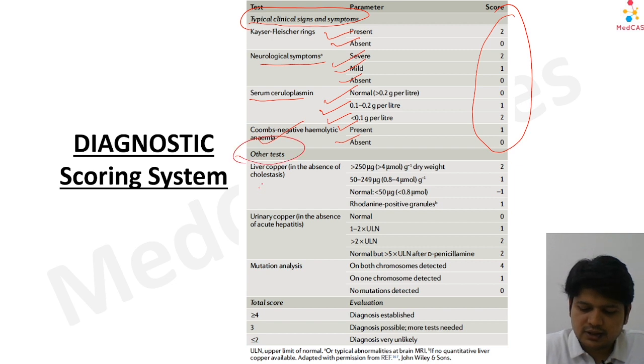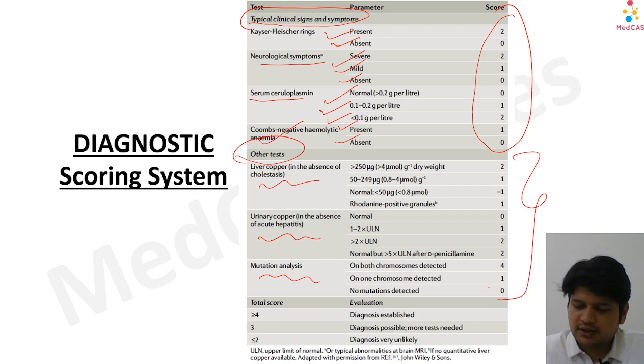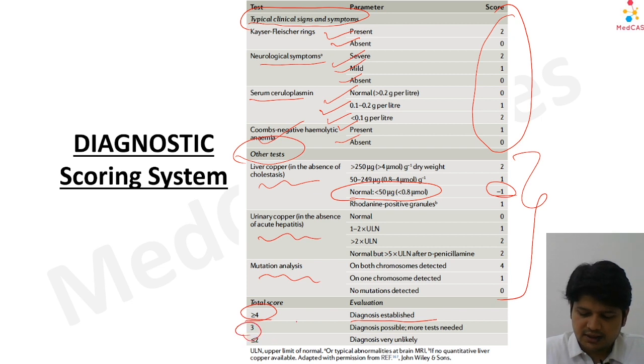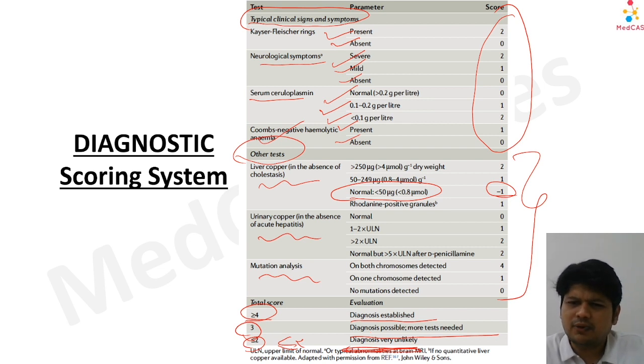Other tests include liver copper, urinary copper, and mutation analysis. Along with that you make a combination. An important thing to notice is that if liver copper is normal, it gets a minus 1 point, meaning it is unlikely you are dealing with Wilson's disease. Total score of 4 or more means the diagnosis is established. 3 means the diagnosis is possible. 2 or less means the diagnosis is very unlikely, and that makes the scoring very beautiful. It tells you: I have done enough workup, now we won't push beyond. This is done. This is not Wilson.